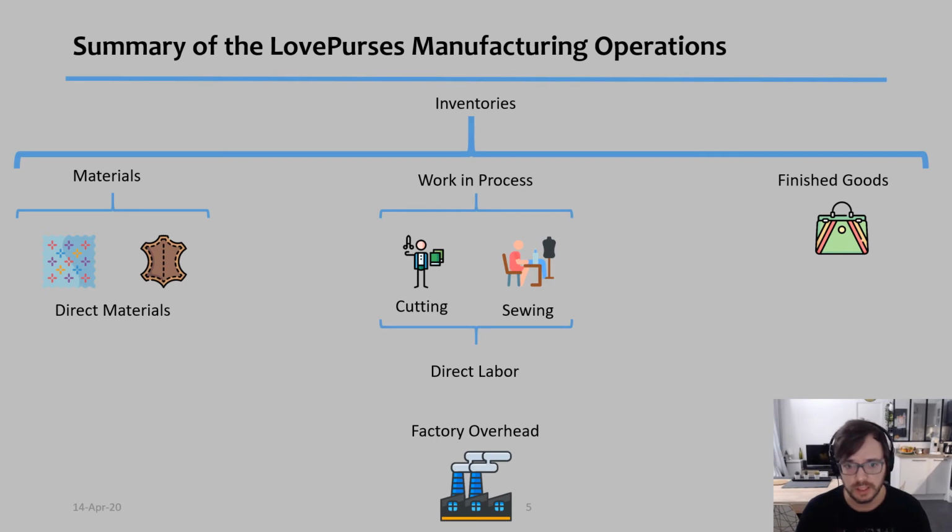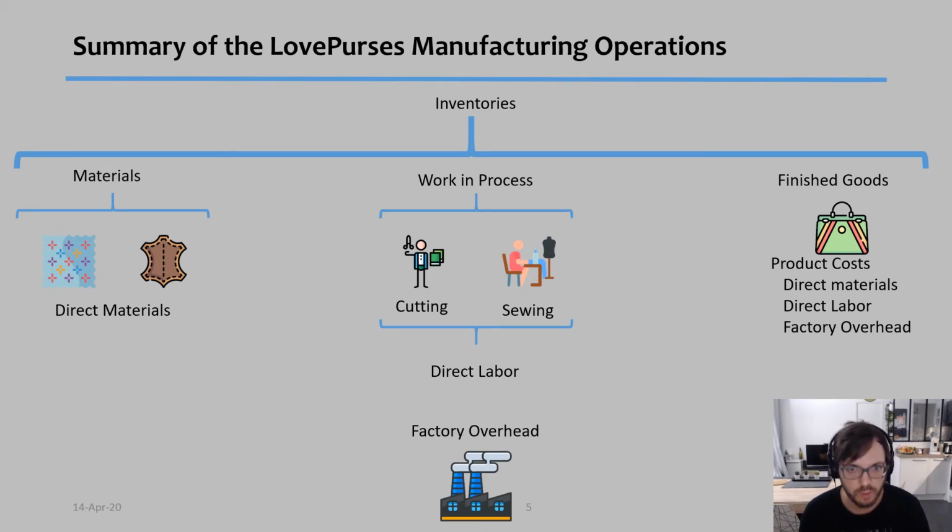On top of all this, obviously, we're also going to have our factory overhead that creates costs for the whole operation, and we also need to manage and consider that. And these three main components, the material, the direct labor, and the factory overhead, are what's going to help us calculate the final product cost.